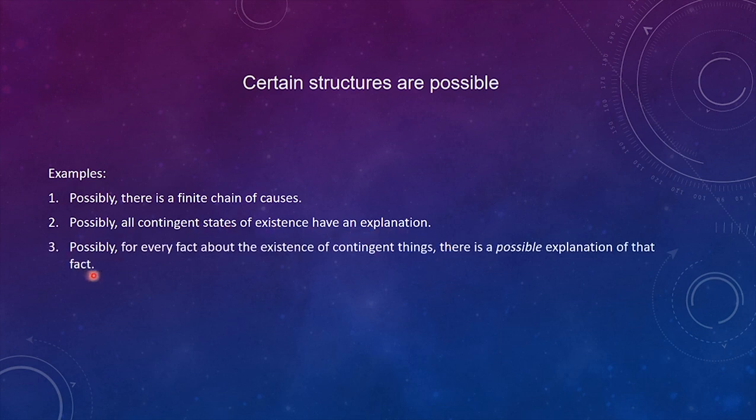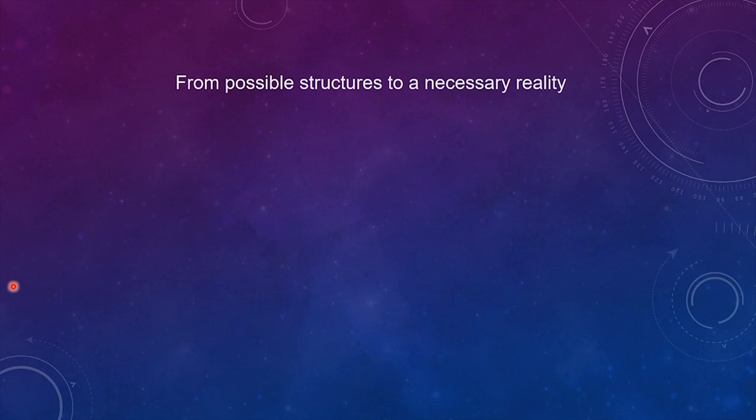Another idea is that possibly for every fact about the existence of contingent things, there is possibly an explanation of that fact. So here we have two possibilities. The idea here is that possibly, maybe there's some possible world where every fact in that world about contingent things possibly has an explanation. Now you might be thinking, okay, well, how do we make use of these possibilities? How can these possibility premises be part of an argument for an actually existing necessary thing? Well, that's where the next part of the argument comes in.